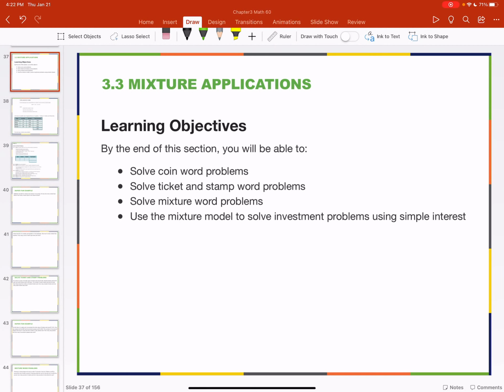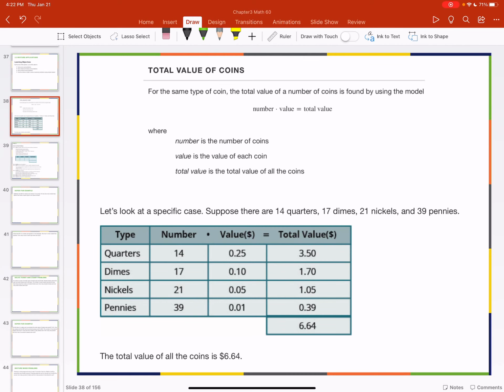Hi everyone, welcome to section 3.3, which is Solve and Mixture Applications. At the end of this section, what are our goals? We're going to solve word problems that use coins, tickets, stamps, and mixtures, and then we're going to use this model to solve problems that deal with simple interest.